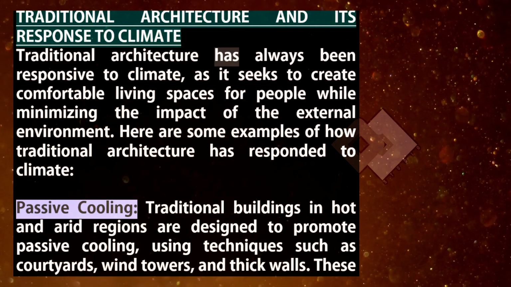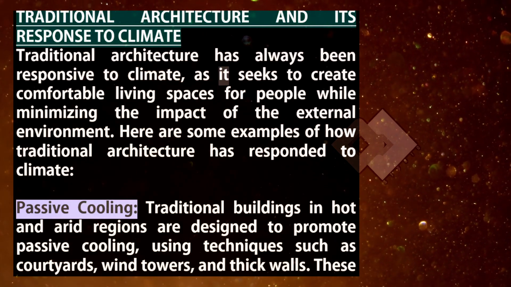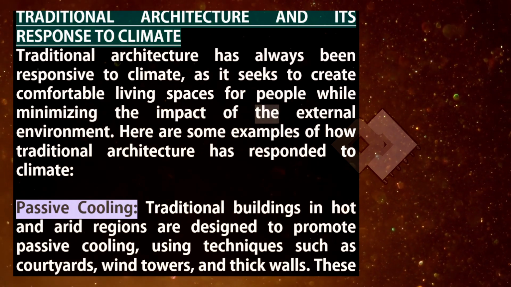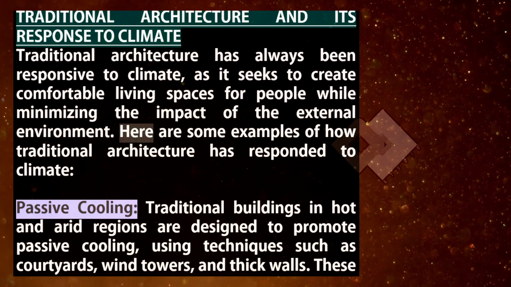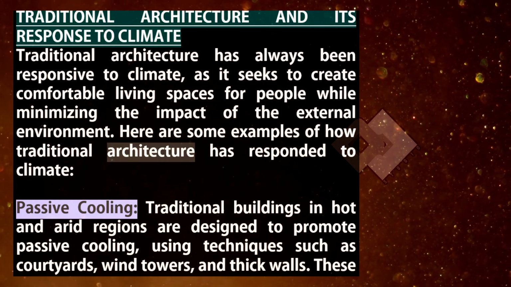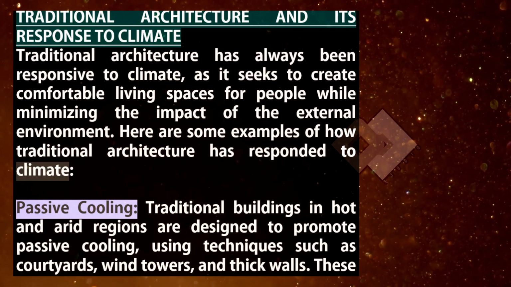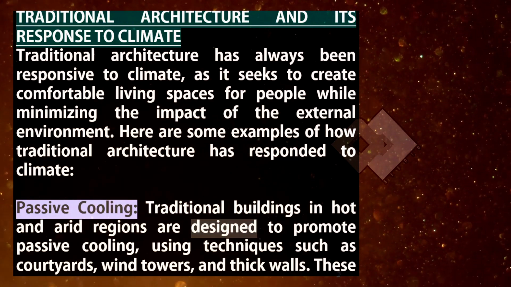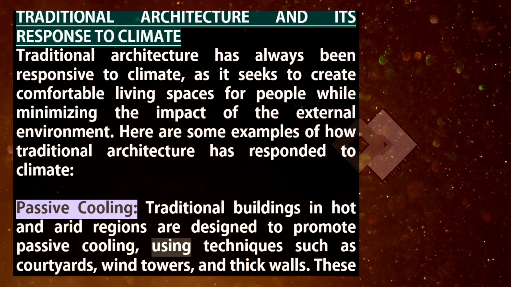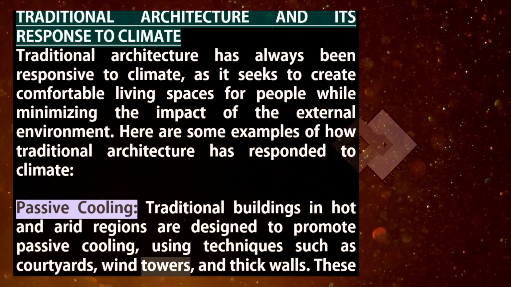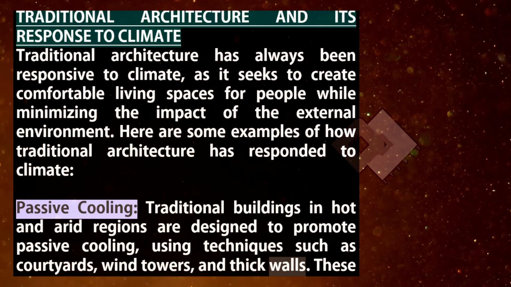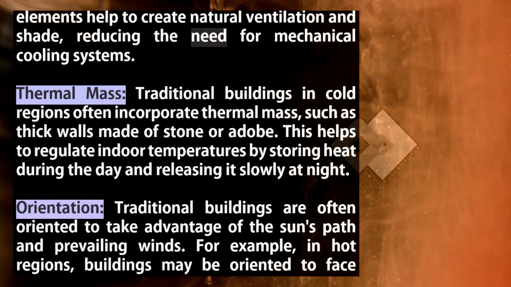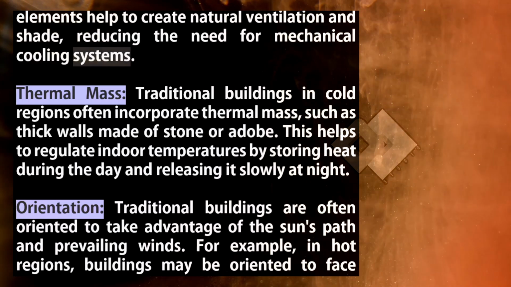Traditional architecture has always been responsive to climate, as it seeks to create comfortable living spaces for people while minimizing the impact of the external environment. Here are some examples of how traditional architecture has responded to climate. Passive cooling. Traditional buildings in hot and arid regions are designed to promote passive cooling, using techniques such as courtyards, wind towers, and thick walls. These elements help to create natural ventilation and shade, reducing the need for mechanical cooling systems.